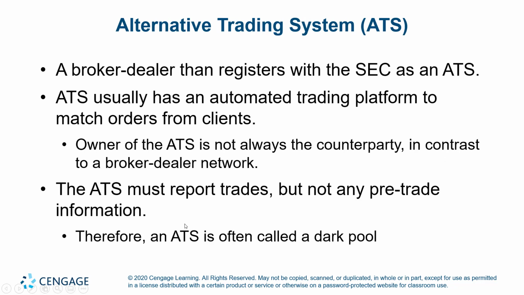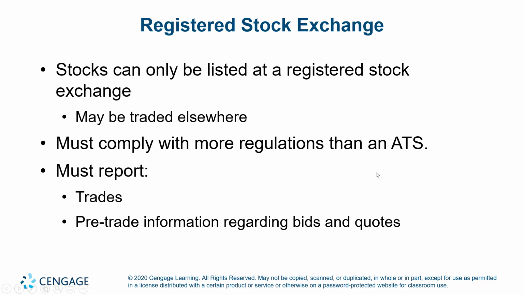There is also an alternative trading system, where broker-dealers register with the SEC as an alternative trading system. An ATS has an automated trading platform to match orders from clients, and ATSs must report trades, but not any pre-trade information. So pre-trade information is not being reported. That's why ATSs are called dark pools. Stocks can only be listed at a registered stock exchange, though they may be traded elsewhere.